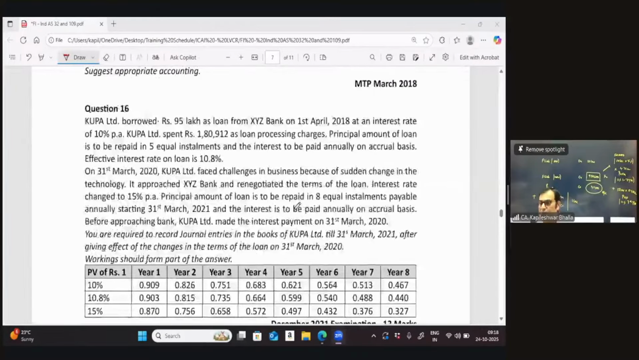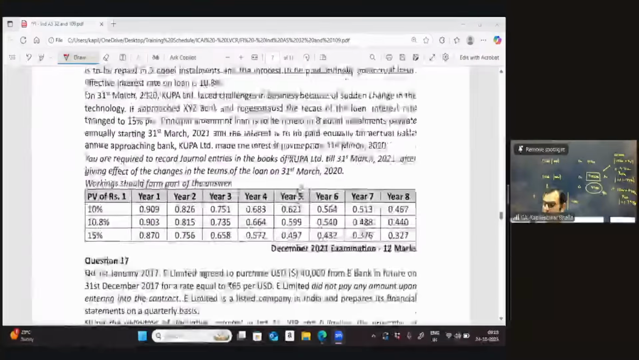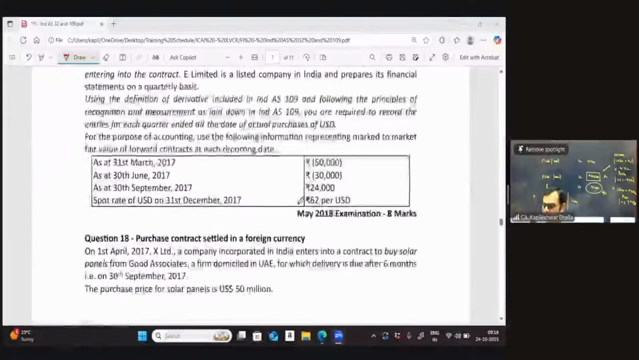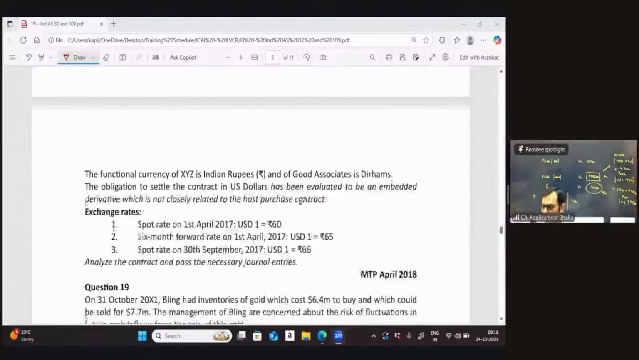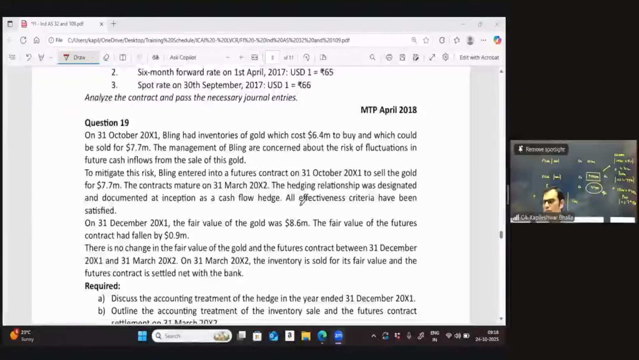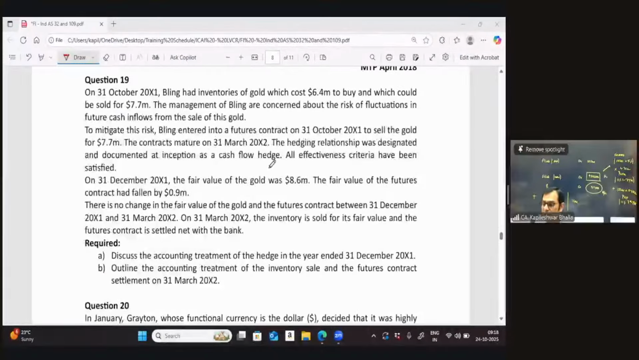You can try question number 16. It is absolutely along the same lines as question 15. It's an examination question, December 21. Now let's come to the concept of hedge accounting, which is an interesting question. This is something new; you may not have done this question. I've just taken something different for the purpose of hedge accounting.